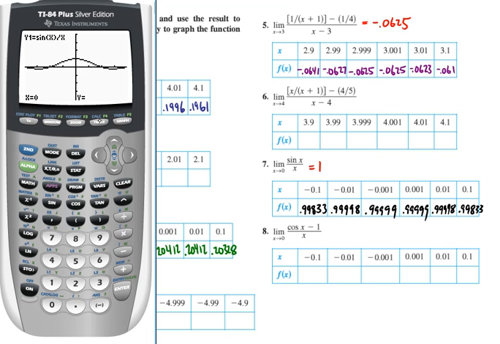So if we continue with trace over to the right side now, you can see that just to the right of 0, we're getting close to 1 also there. So hopefully this will help to solidify the skill on how we use a graphing calculator, both the table function and the graph function, to evaluate limits or estimate limits of expressions.